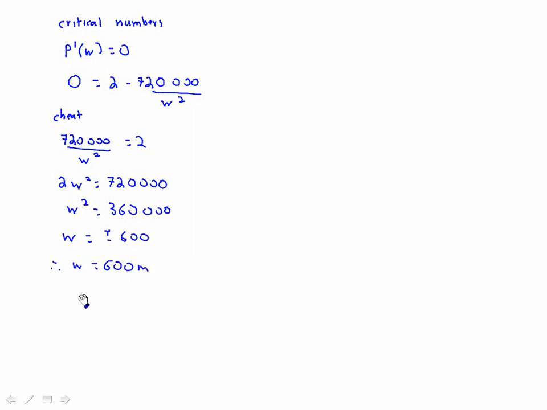So therefore W is equal to 600 meters. And no critical numbers where this is equal to 0, because the denominator, where W equals 0, is not within the domain. So no critical numbers where P prime at W doesn't exist.